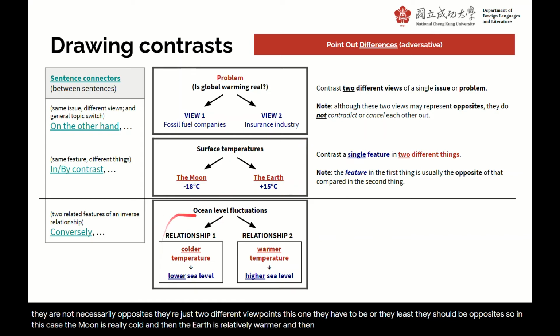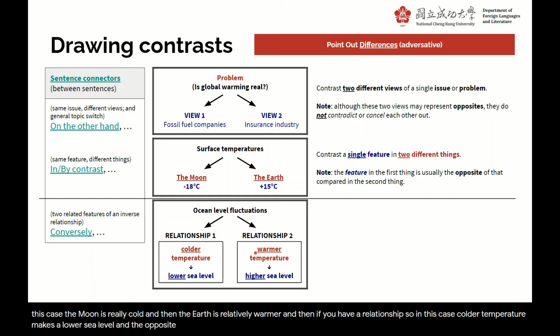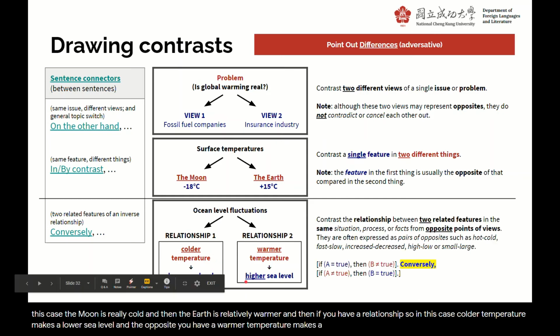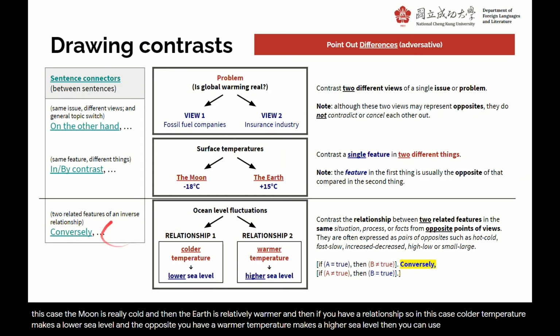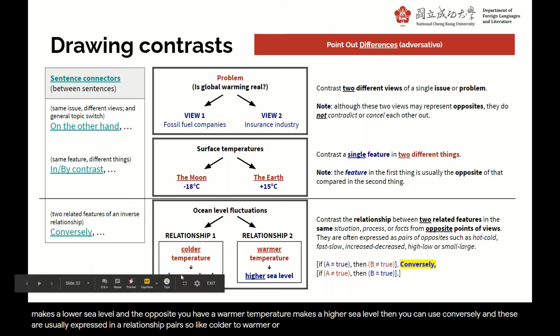And then if you have a relationship, so in this case, colder temperature makes a lower sea level, and the opposite, a warmer temperature makes a higher sea level, then you can use "conversely". And these are usually expressed in relationship pairs, like colder to warmer, or lower to higher. So it's a switch between the two.